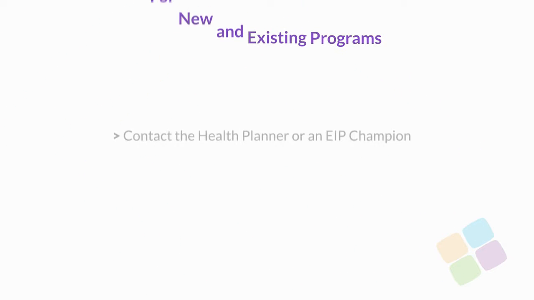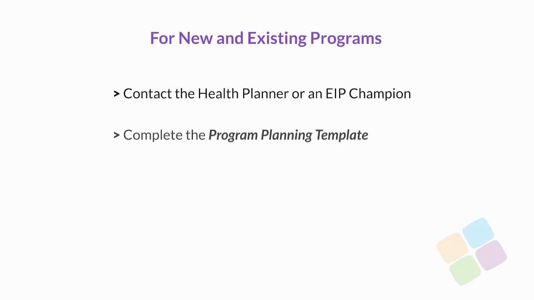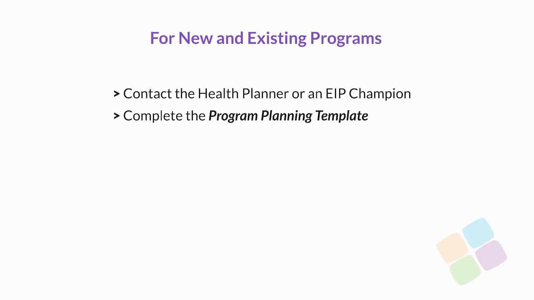The next phase of EIP involves researching and designing a new program, or, in the case of existing programs, reviewing the program you're running. The first step in this phase is to contact the health planner. The health planner, or one of Unison's EIP champions, will be assigned to help you with this stage. The health planner and EIP champions are staff members that have knowledge and experience with the EIP process. They can discuss your program idea with you, and they can help you to complete the EIP program planning template. The template is a detailed description of the program. We'll be talking more about the template later in the video.